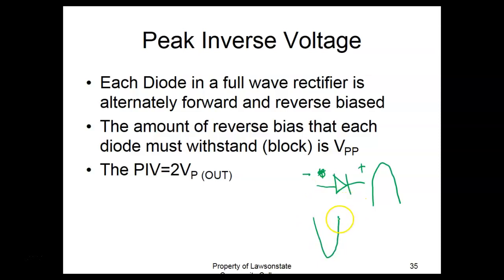So what that means is your peak inverse voltage has to be your peak to peak voltage over here. Your diode's got to be able to block peak to peak voltage coming out of your secondary, your transformer, for a full wave rectifier. Half wave rectifiers, it's only got to be able to block V peak. Full wave rectifier, it's got to drop peak to peak, because when one side is negative, the other side is looking at the positive alternation.